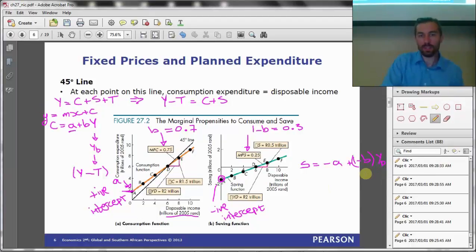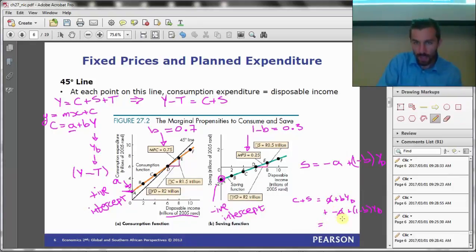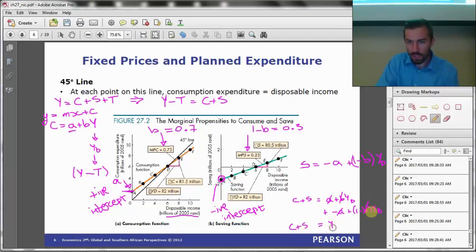Let's combine our consumption and savings equations here. So if we had C plus S, are you happy that would be equal to A plus BYD plus minus A plus 1 minus BYD. Are you happy that A cancels with minus A, B cancels with minus B, and I'm left with C plus S is equal to YD. And what is YD? Y minus T. Happy that it all fits together? Same as what you saw in chapter 23. We've just added a few more elements.